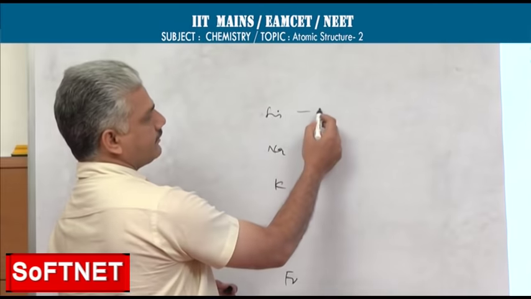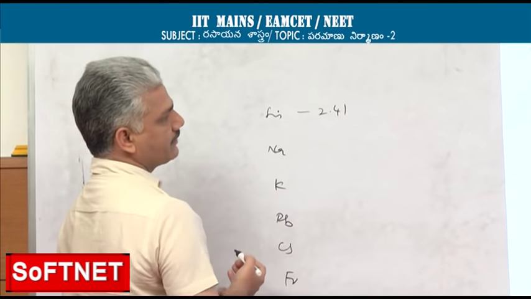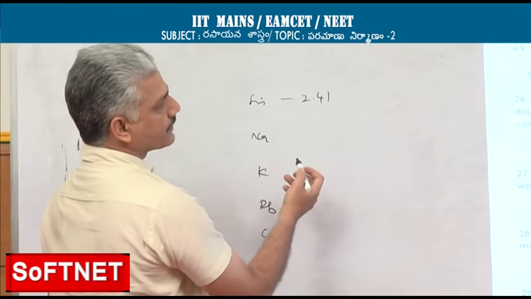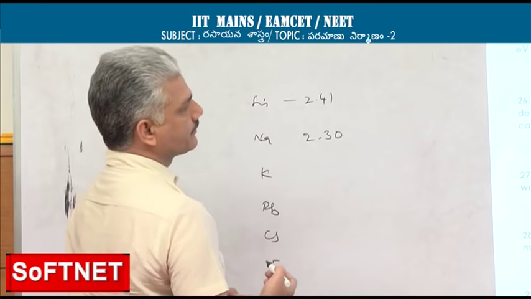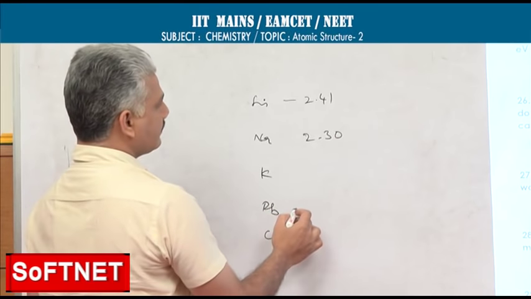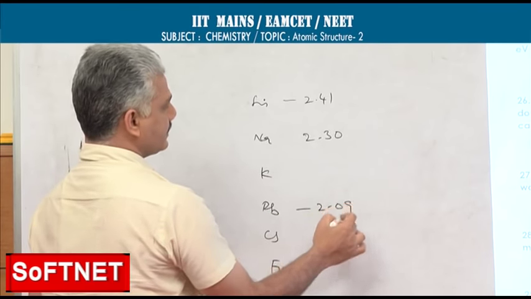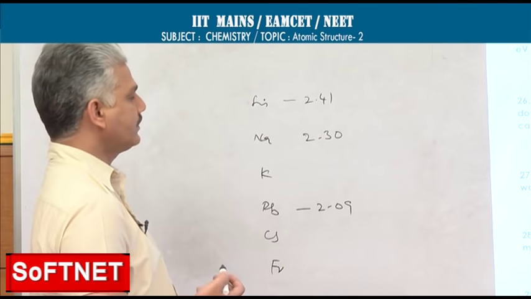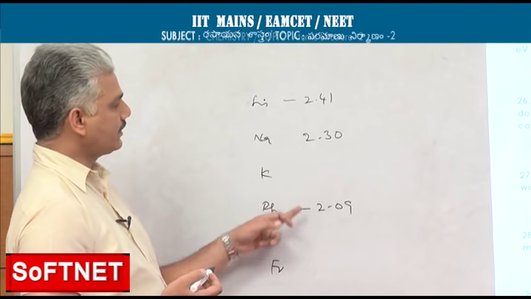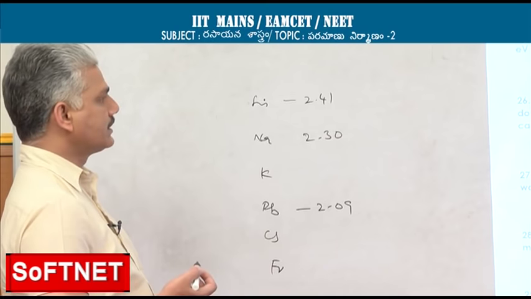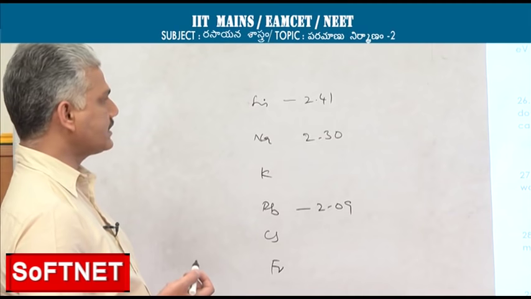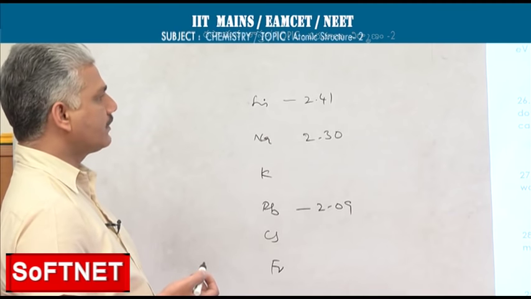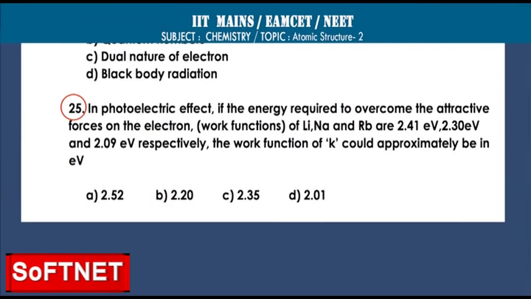So, lithium value is given as 2.41, sodium value is given as 2.30, rubidium is given as 2.09. Potassium value should lie in between 2.3 and 2.09. So, the correct value can be taken as option B, 2.20.